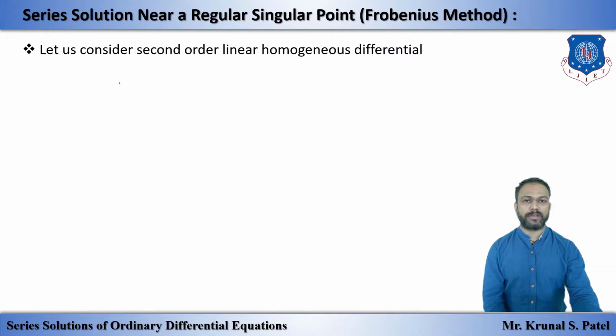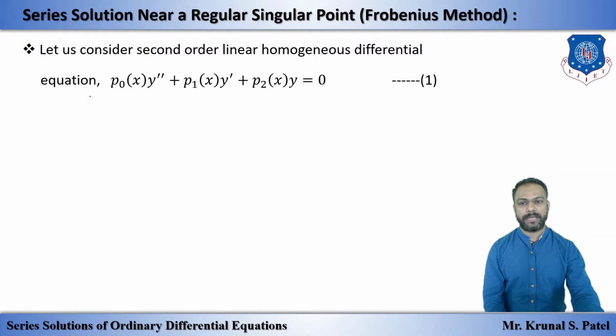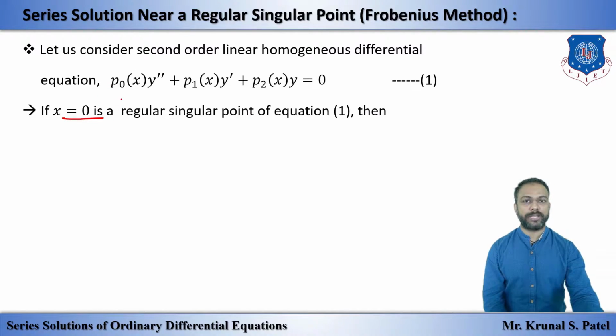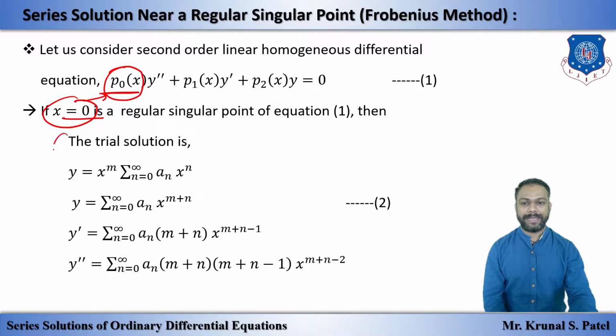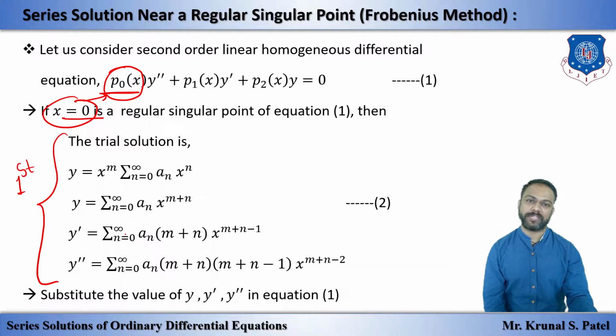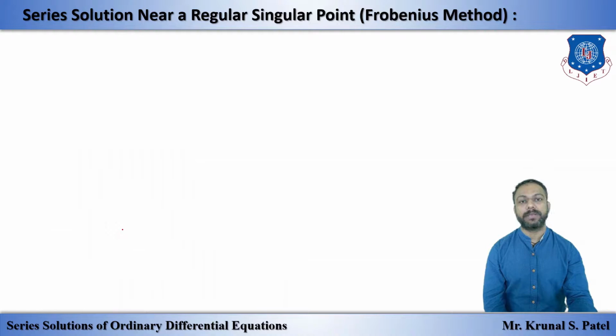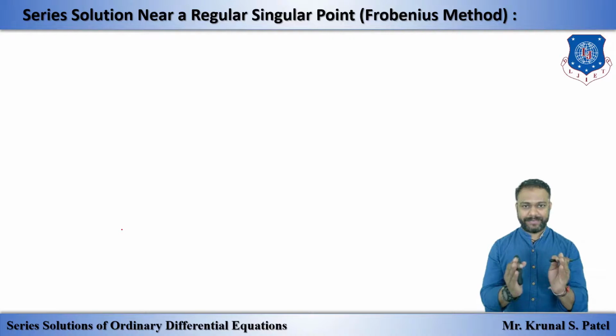Same process, I'm not explaining each and every step again, but as I told you, if x is equal to 0 is a regular singular point, and how we decide that, you all know: the coefficient of y double dash becomes 0 by putting this. So we can say that this is our regular singular point, and the trial solution is the same as in the previous case. This is our first step. Second step, substitute all these values in equation number 1. In the third step, we simplify. In the fourth step, make the power of x equal. In the fifth step, make the limit of sigma equal. In the sixth step, we collect like powers of x.